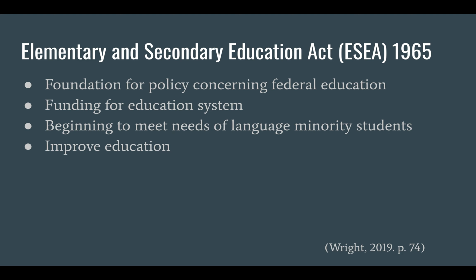Next is the Elementary and Secondary Education Act, or ESEA, and this was in 1965. This act is the foundation for policy and law concerning federal education. It is the source of funding for the education systems, and it focuses on students from low-income families. The ESEA is important because before it was introduced, many schools did not provide appropriate education for language minority students.